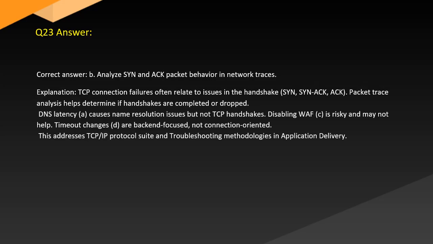Answer. Correct answer: B. Analyze SYN and ACK packet behavior in network traces. Explanation. TCP connection failures often relate to issues in the handshake. SYN-ACK packet trace analysis helps determine if handshakes are completed or dropped. DNS latency causes name resolution issues but not TCP handshake failures. Disabling WAF, C, is risky and may not help. Timeout changes, D, are backend focused, not connection oriented. This is the TCP/IP protocol suite and troubleshooting methodologies in application delivery.